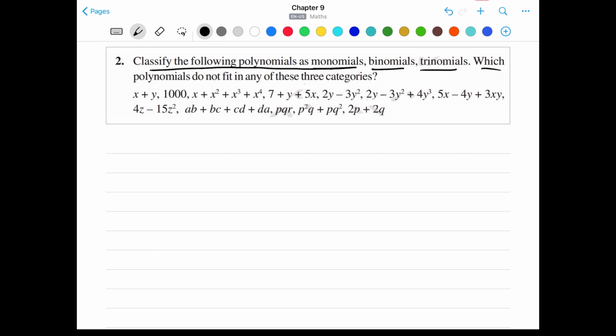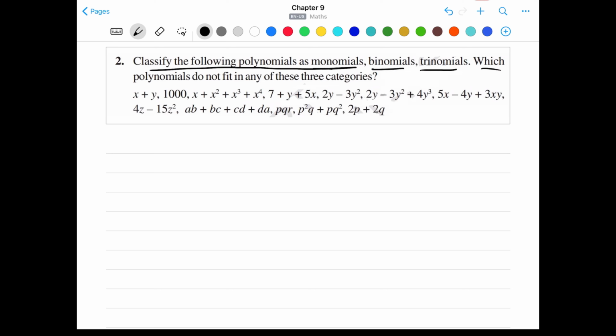Third, we have x plus x square plus x cube plus x power 4. This will not fall in any of the above three, so it will be written in the polynomial: x plus x square plus x cube plus x power 4. Next is 7 plus y plus 5x. This has three terms, so this will be written here: 7 plus y plus 5x.